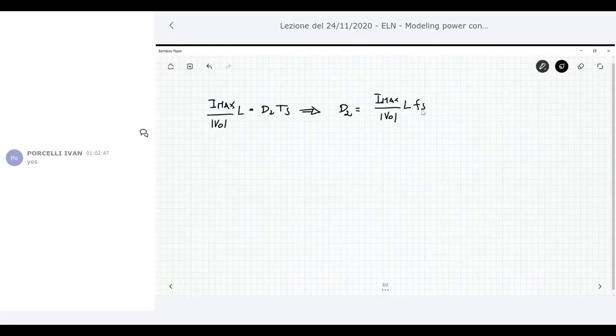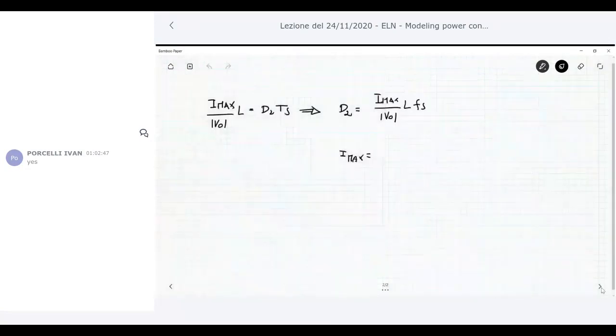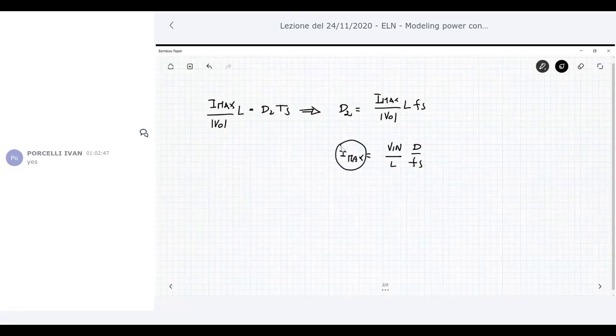Okay, but Imax was previously derived. Imax is Vin over L, D over Fs. Okay, so I can use this Imax here, and I put it there. So I have Vin over L, duty cycle over switching frequency, L Fs divided by the absolute value of Vo.